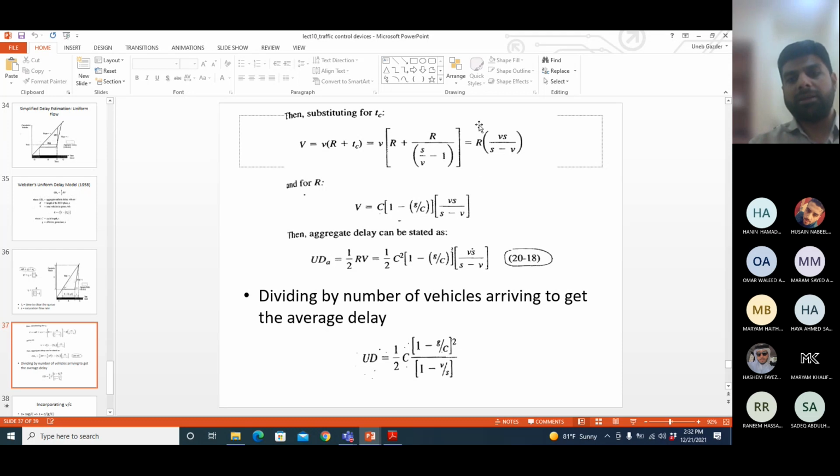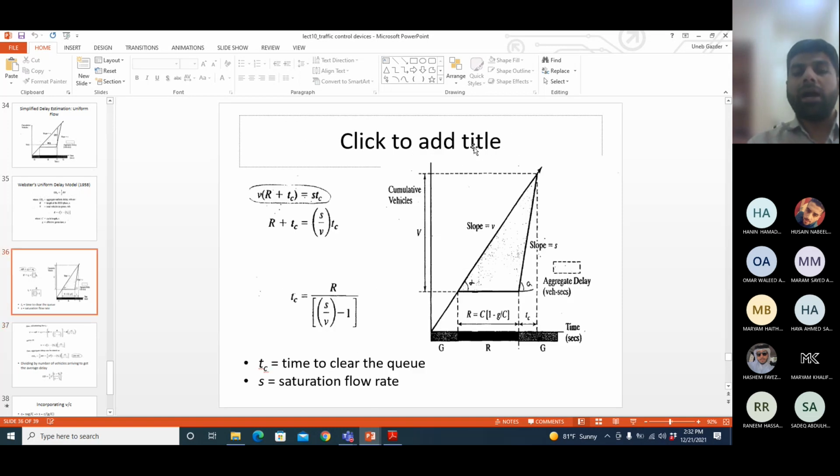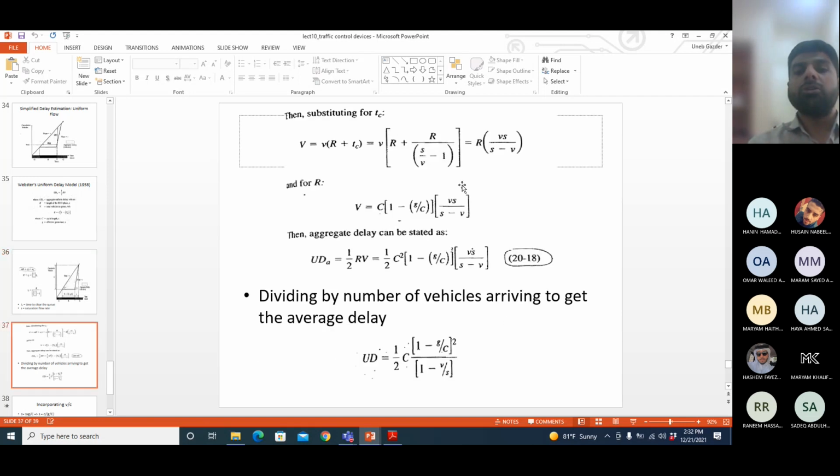This is the number of vehicles in the queue. In this equation, we have the term R, and we know R equals C into 1 minus G by C, the remaining proportion of the cycle length which is not effective green. So R can be replaced with this. This is the final equation for V, the number of vehicles in the queue.